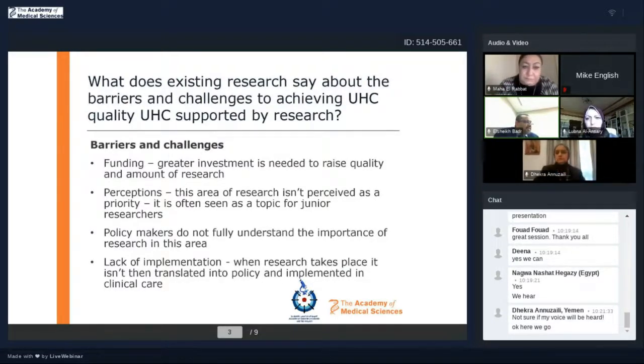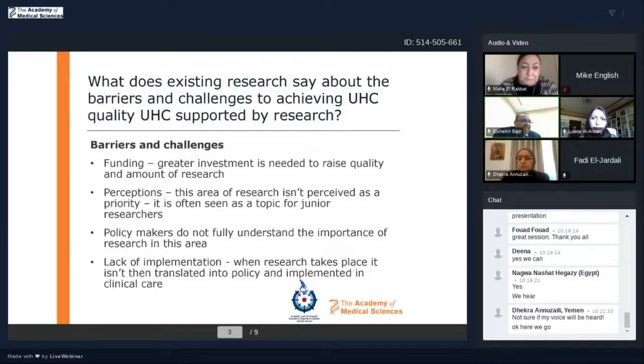So in terms of the barriers and challenges, of course, most of these were reiterated during this workshop, including the issues around funding, issues around perceptions, as this area of research isn't perceived as a priority area. Then also we have the issues with policymakers not fully understanding the importance of research in this area, and lack of implementation, as has been pointed out also.